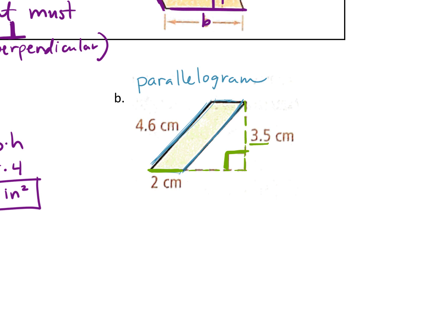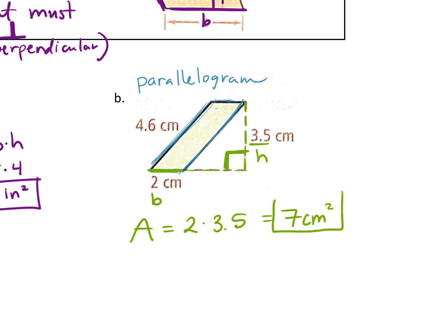So what is your B? Which side of your figure are you using? 2. This is your base. And what is your height? What's perpendicular to that? 3.5. So if I want the area of this figure, it's 2 times 3.5 or 7, what? Inches squared. Centimeters squared. Is it 7? 2 times 3.5? Yeah.